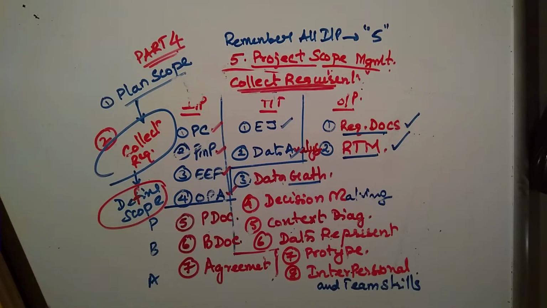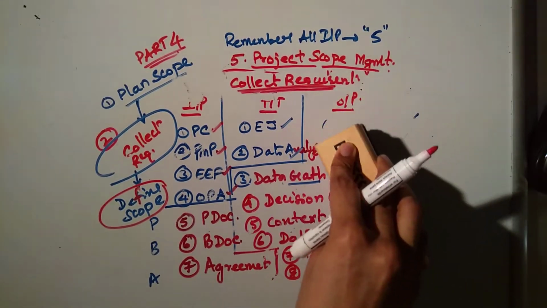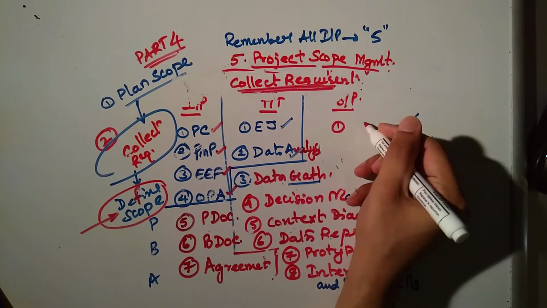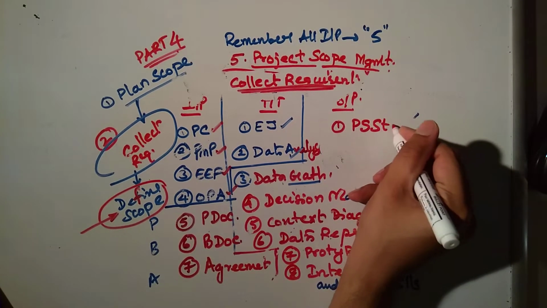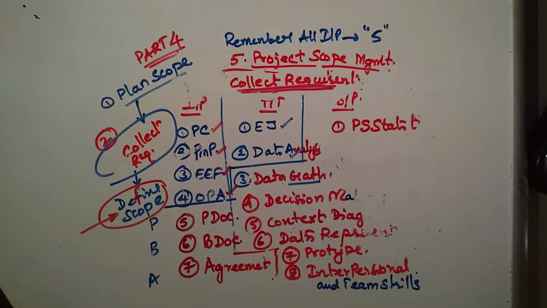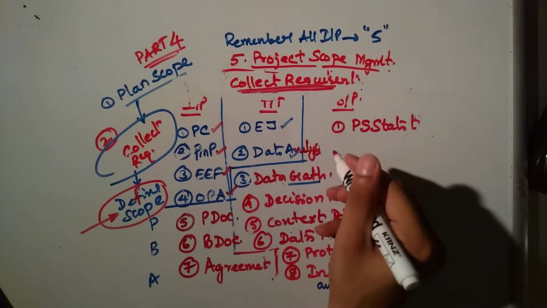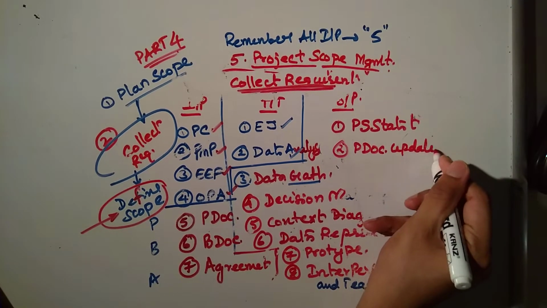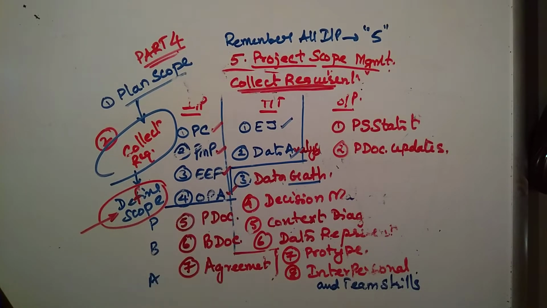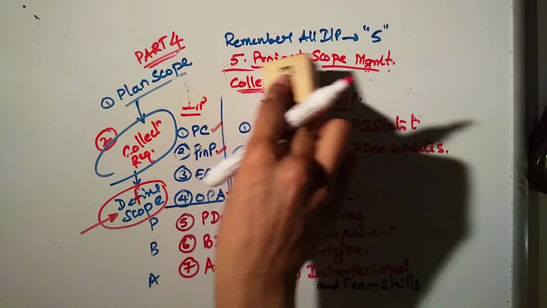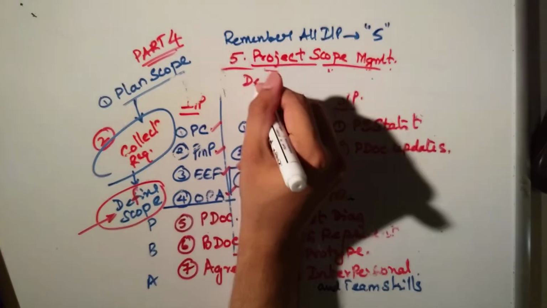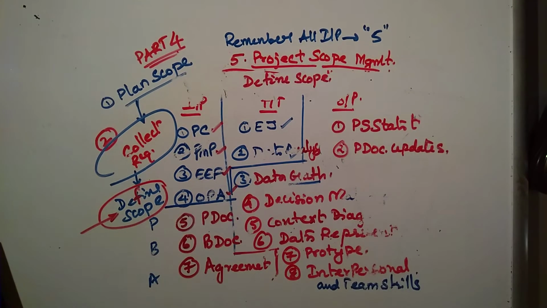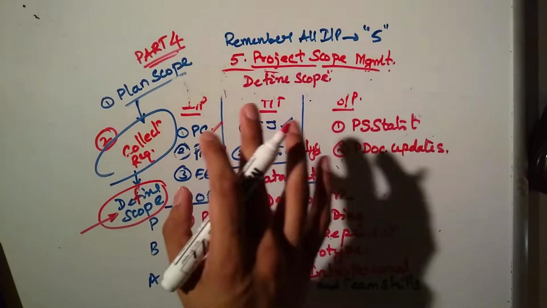In define scope, what will be the main output? Your scope. So can I say your scope will be the project scope statement? This is the main output, project scope statement. Second output, project document updates. These are the two outputs for define scope. We are in the third process, right? Define scope. Two outputs, plan scope management, and this thing. What I told in the last class, if you remember this, others are easy.